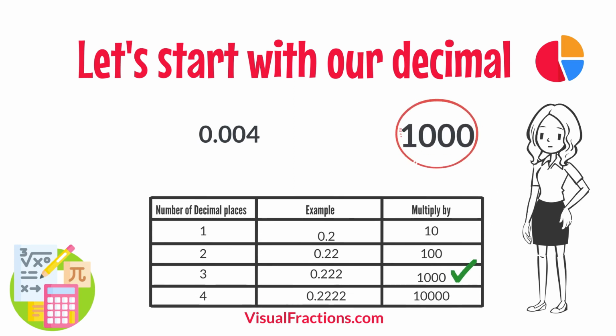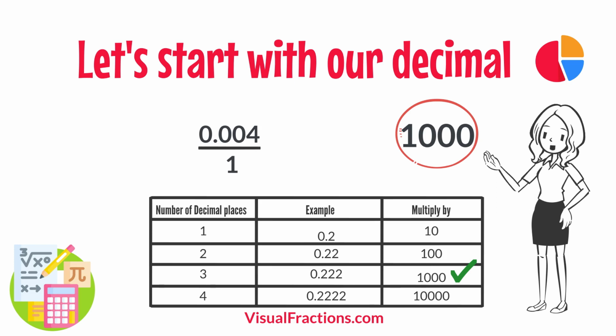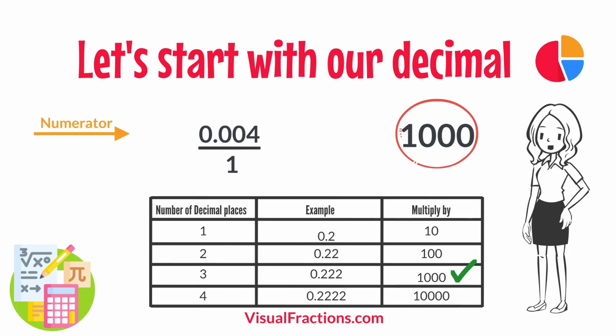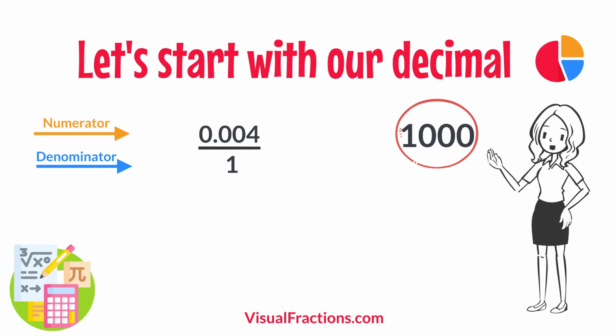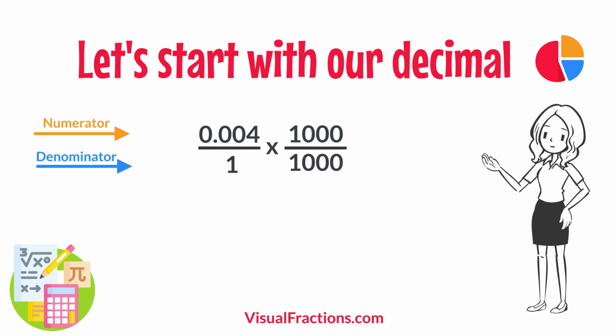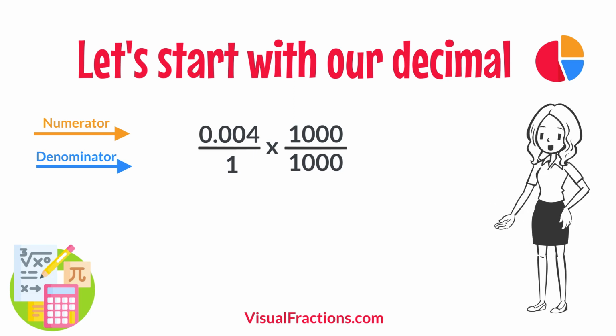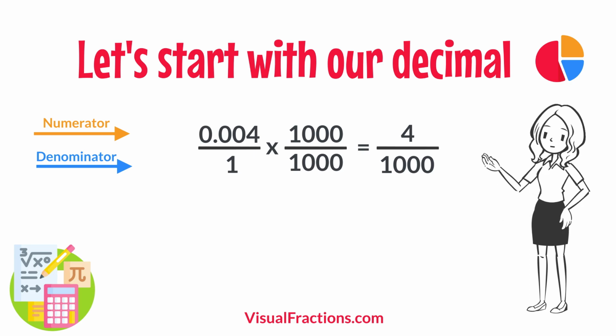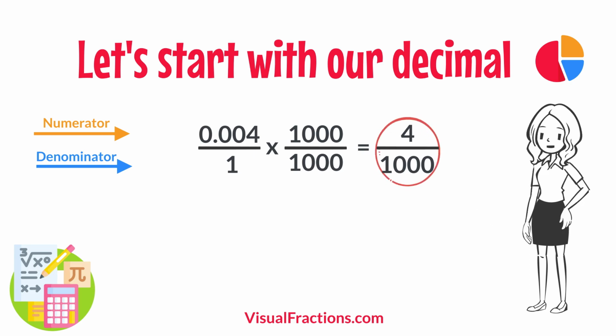To convert this decimal into a fraction, you initially put it over 1, essentially treating the decimal as the numerator in a fraction where the denominator is 1. This sets up the conversion process where we multiply both the numerator, the decimal, and the denominator, 1, by 1000 because there are 3 decimal places. So, 0.004 times 1000 gives us 4, and 1 times 1000 gives us 1000. This translates 0.004 to the fraction 4 over 1000.